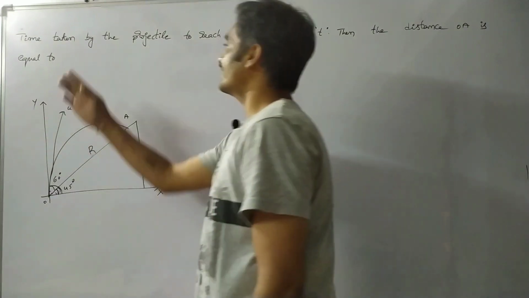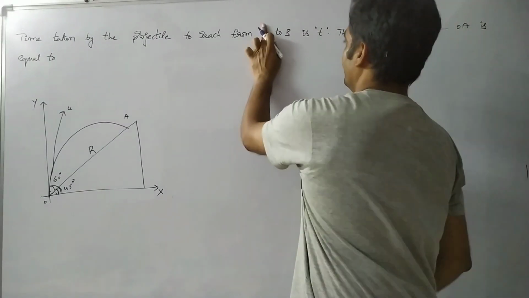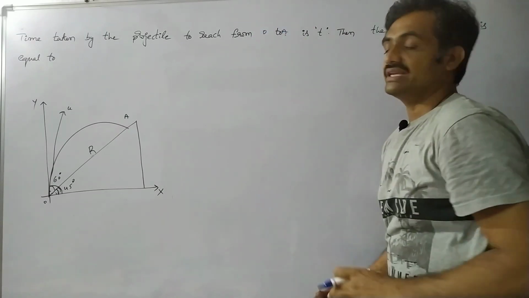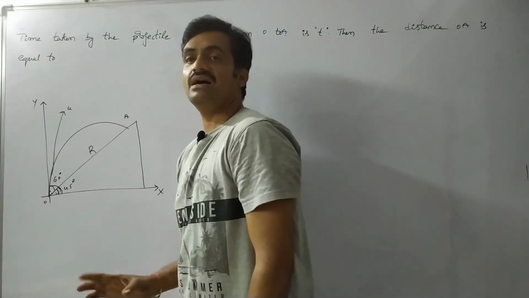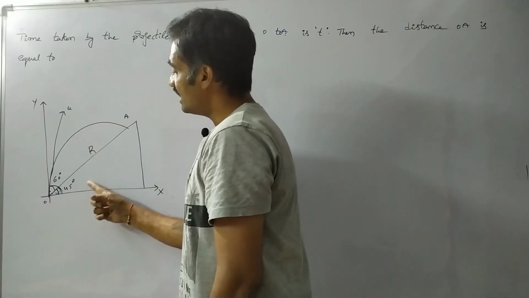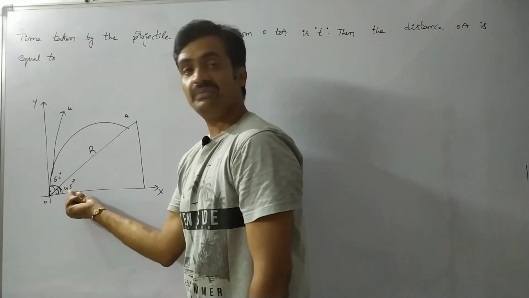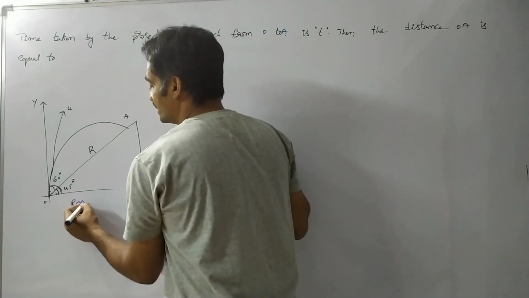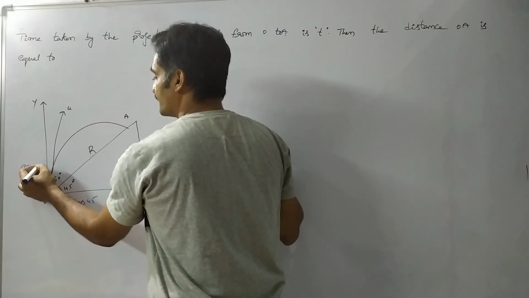The next problem is the time taken by the projectile to reach from O to A. To reach from O to A is t. Then the distance OA is equal to, so here we have to represent the distance, nothing but r. Observe that this r is represented on the inclined plane, where the angle of the inclined plane is 45 degrees. We know that this range resolves into components as r cos 45 and r sin 45.